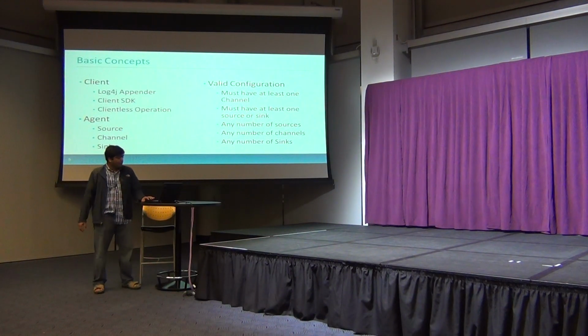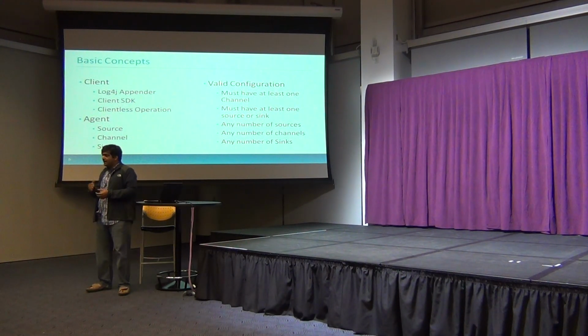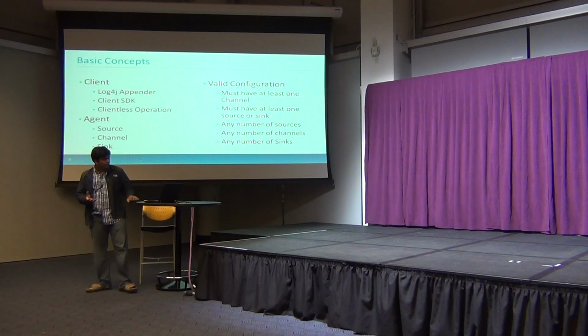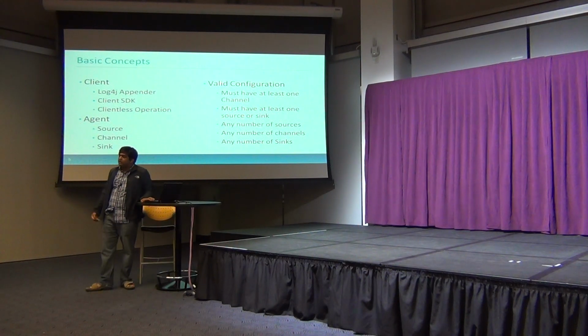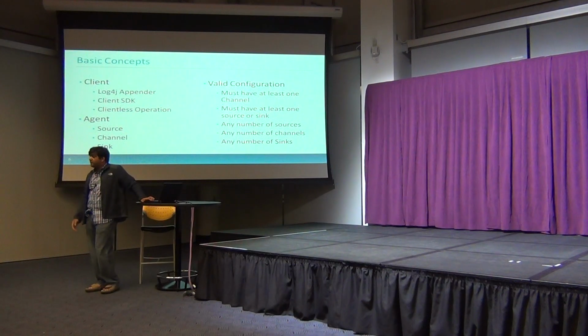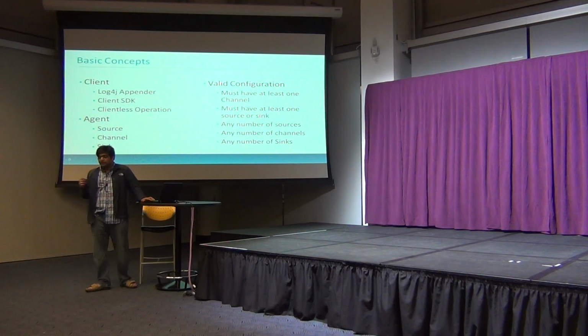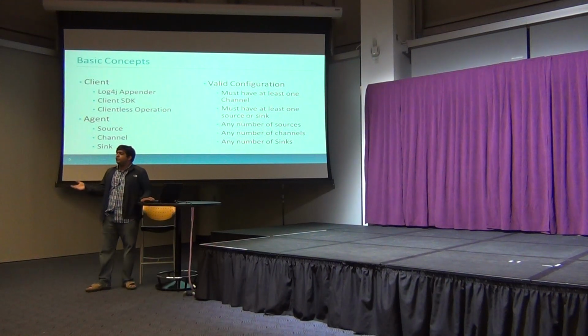Basic concepts in Flume are, as we discussed, a client and an agent. A client is what generates the data and writes it into Flume. An agent is Flume itself. Examples of clients are the log4j appender. We have a log4j appender which you can just drop the jar into your classpath and use the log4j properties file to say, hey, that's my appender, and Flume will do the rest. All you need to do is configure the log4j appender to point to the first Flume source.